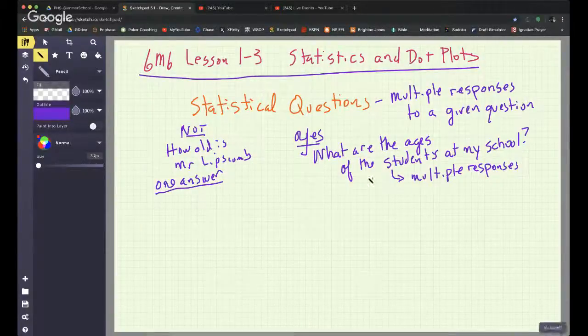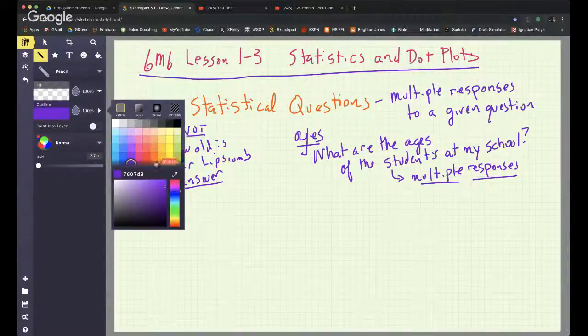Now notice that if I had all the students in grade 8 and they were all 13 years old, it would still be a statistical question if I said, what are the ages of the students in 8th grade, even if every single one of them is 13, because I would have multiple responses, okay? So let's just be clear about that. Now let's ask a different question.